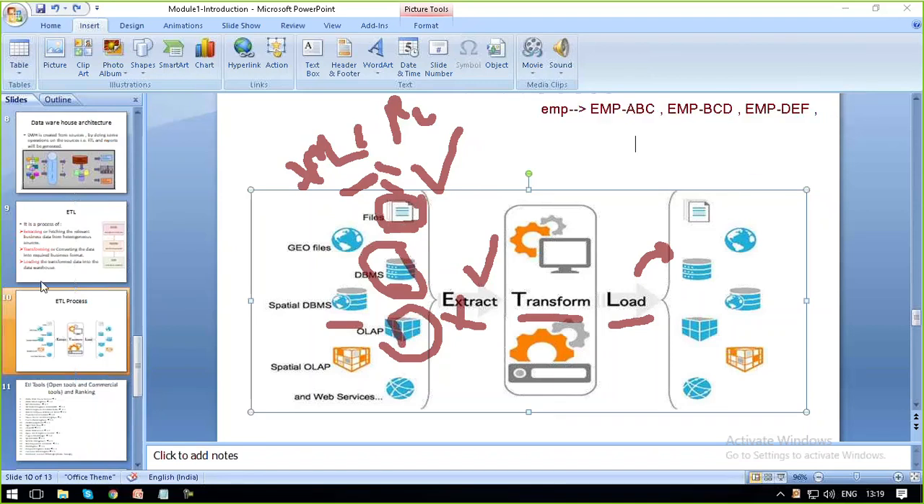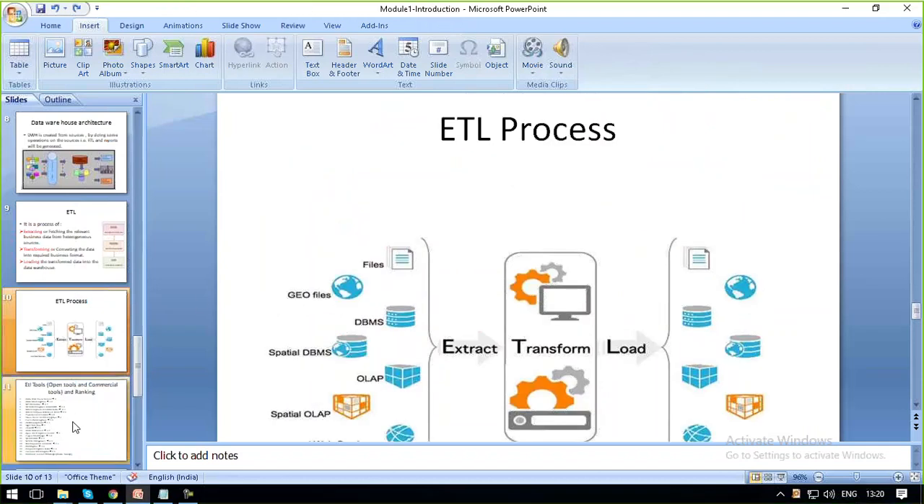So what is happening? We are converting our source data into some other format according to our business requirement. We are appending the string EMP before writing the name. This is one of the transformations that we'll do. Transformations are according to business requirements. We change our source data, and then we load it to our target data warehouse. This is how our ETL process actually works.